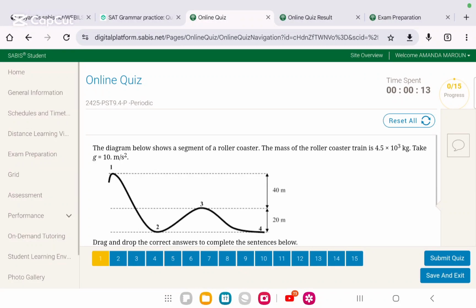Hello guys, today I'll be explaining the physics periodic quiz from 9.4 until 9.7. This is the course practice quiz, so let's start.